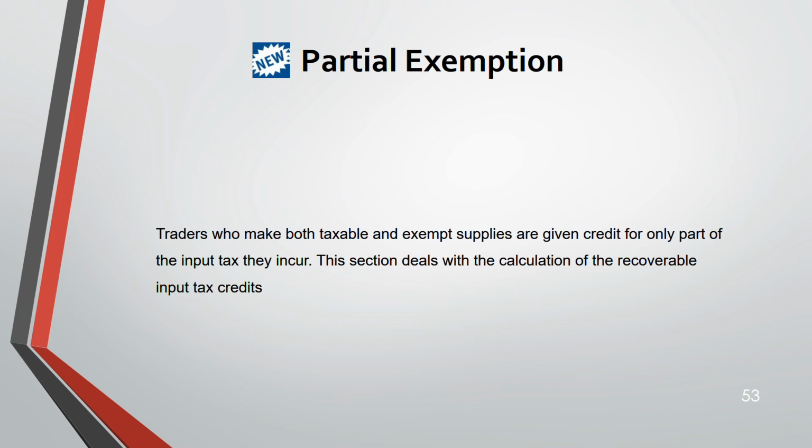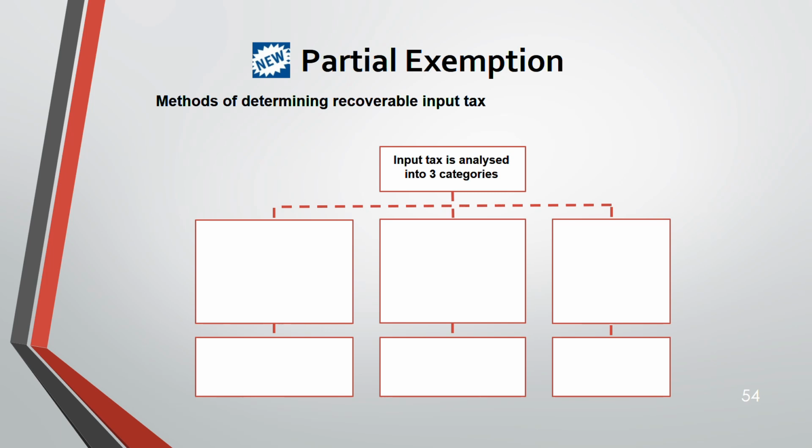The fourth subtopic, this is also new and this has a very high chance of occurring in ATX. That is partial exemption. So make sure that you know this part very well. One area might be asked on this part. Partial exemption is where traders make both taxable and exempt supplies. So they are given credit only for part of the input tax that they incur. So this section deals with the calculation of recoverable input tax credit. This is a technical area, a lot of technical areas you will learn.